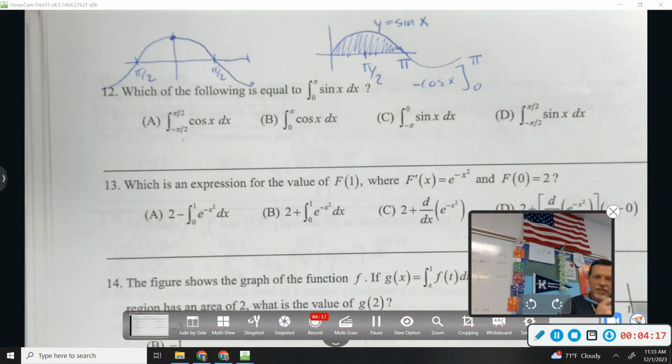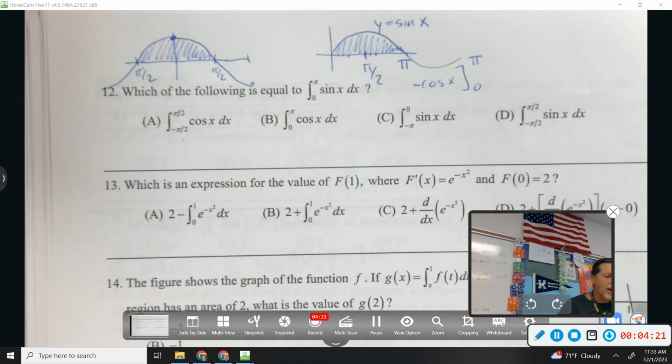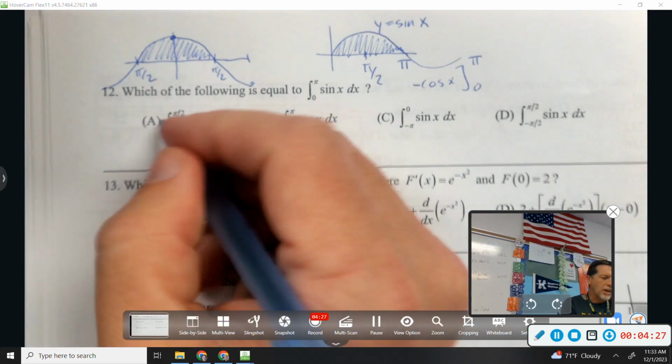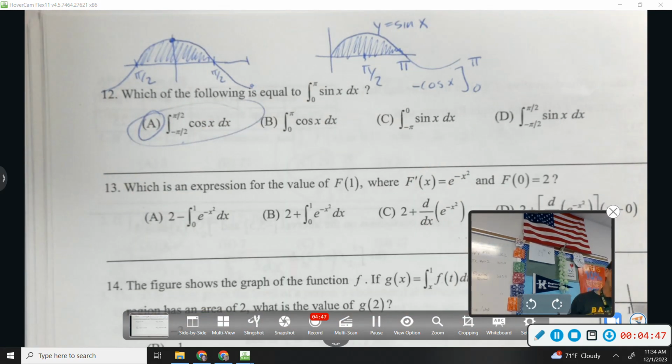So part A is asking me to find that area. Well, we got lucky because those are the same areas. So I don't really have to find the area. I just know that those are the same, so I know it's answer A. Again, that's the quick way to do it. The long way would be to do all of those antiderivatives and get what they're equal to, and that would be the only one that works.